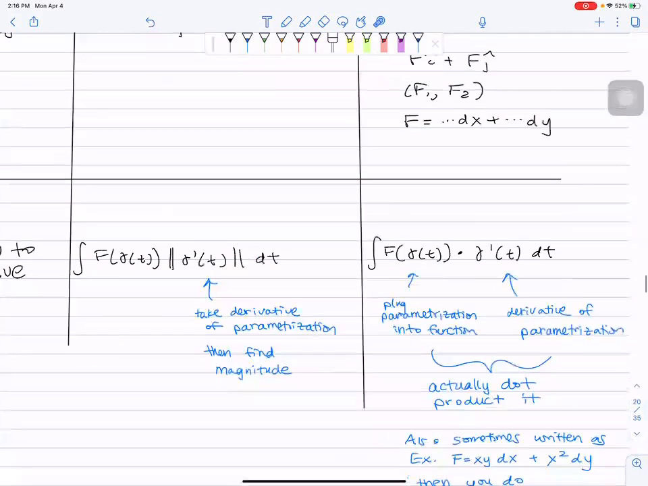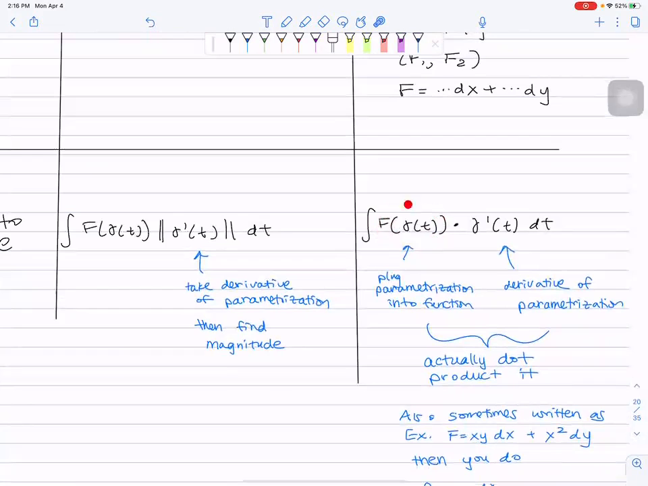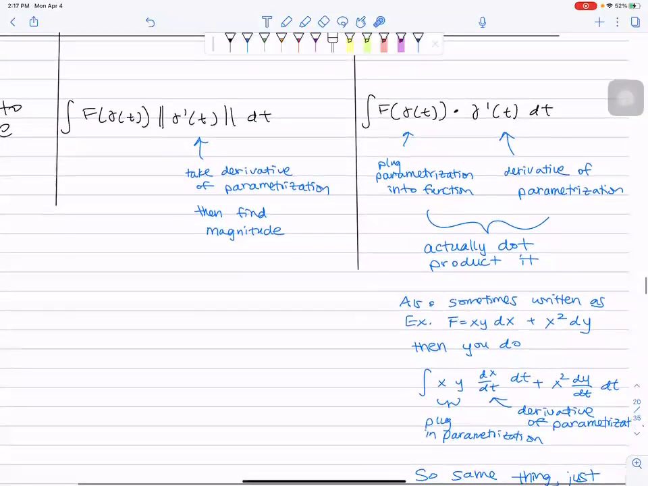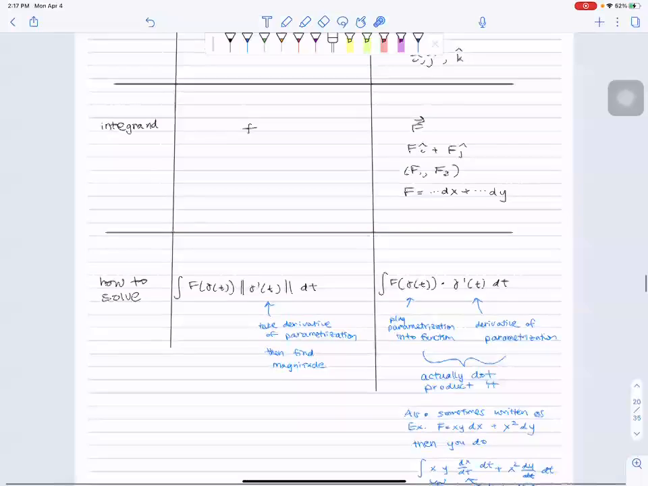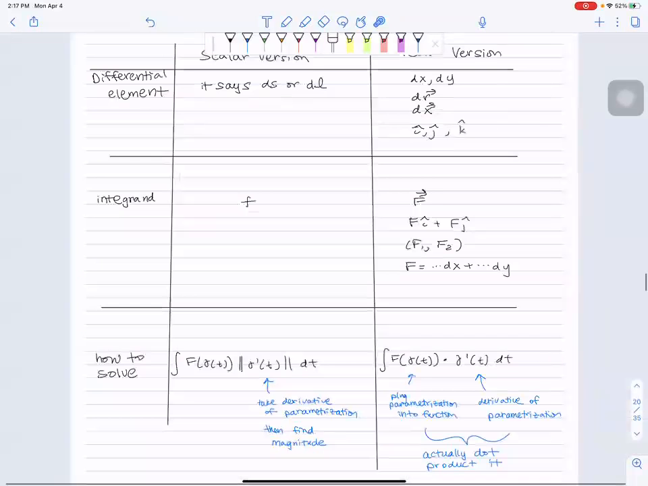The reason we do the dot product is because here we end up getting a vector, but we need it as a scalar, a number, in order to integrate it. So that's why we dot product it. So this is a nice chart. Any questions before I move on to applications for flow and circulation?